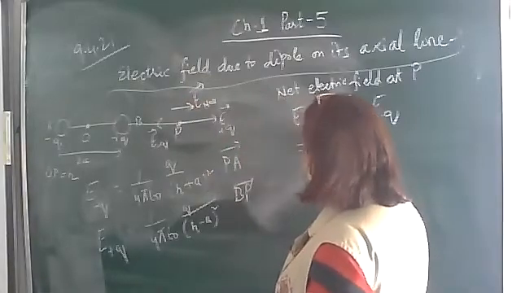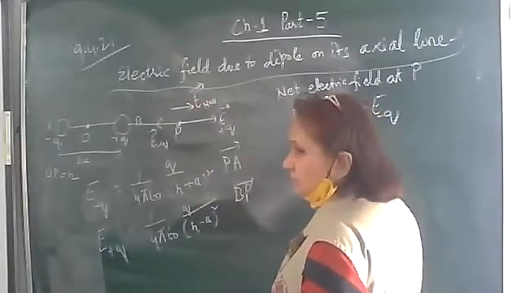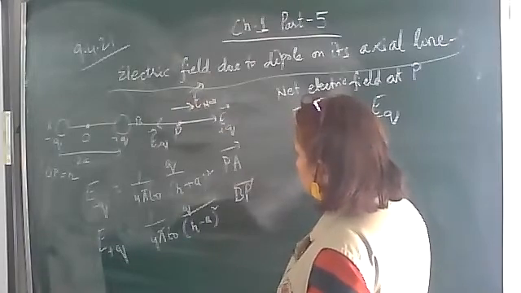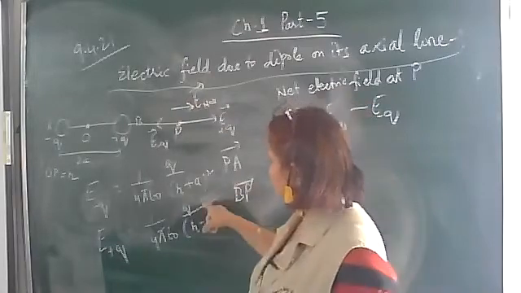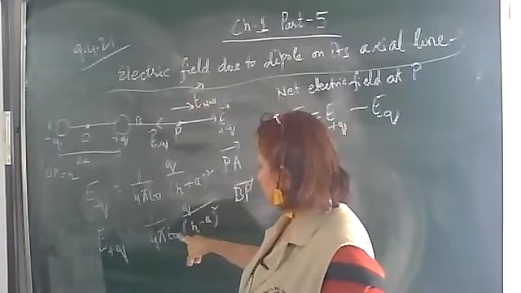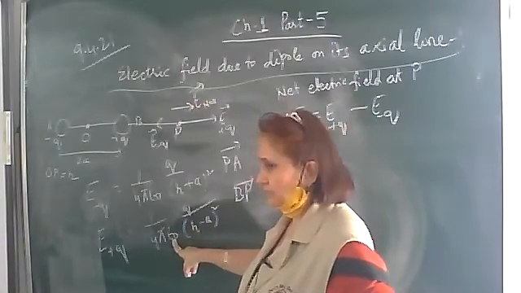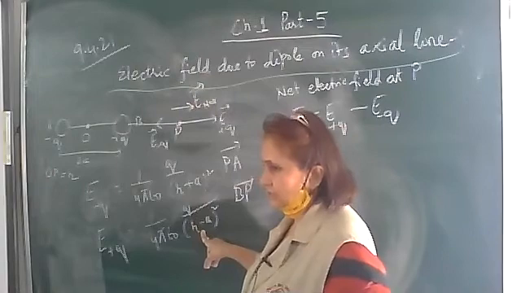Okay, can you simplify? Take this Q upon which symbol? 4 pi epsilon naught. Q upon the distance square.